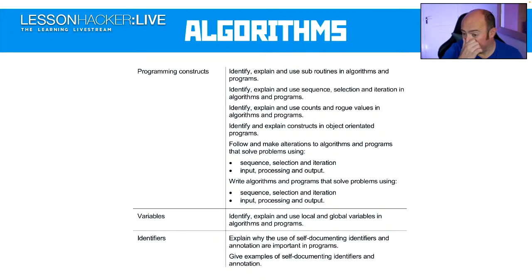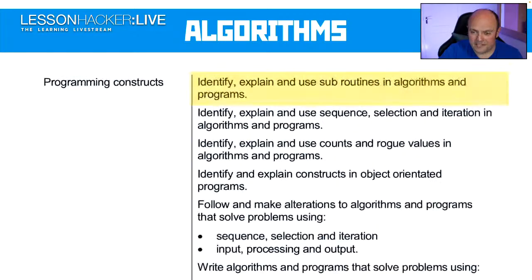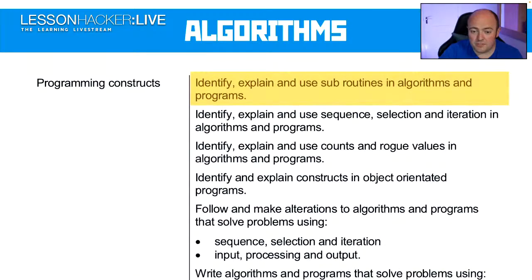I'm going to go through now the list of things you have to do, and we'll try and explain them. First thing, identify, explain, and use subroutines. So a subroutine is a subprocess. It is a function, or it is a definition in Python. It is where we've got a small program that can be called with variables to do something else.